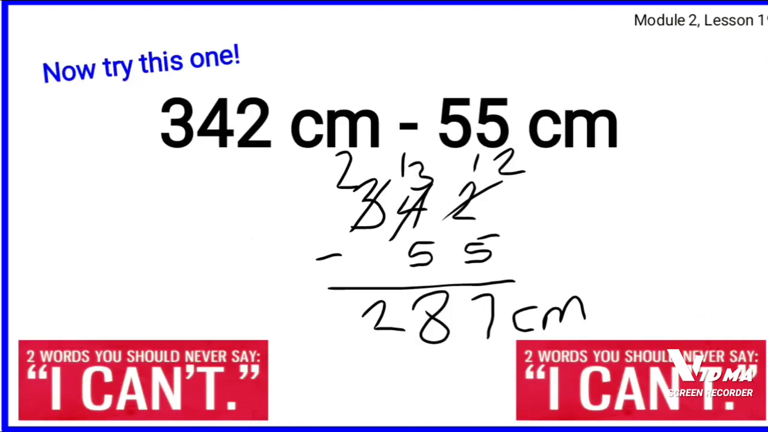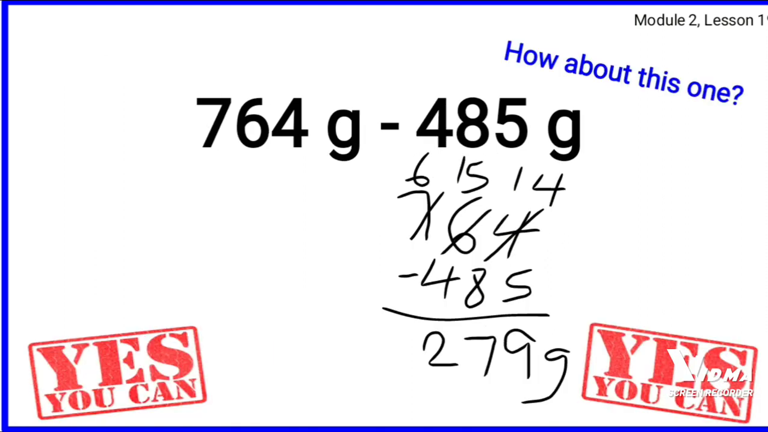Now try this one. 342 centimeters minus 55 centimeters. Look at my 7. I cannot remove 5 from 2, so I have to decompose a 10 to make it 12 ones. 12 ones minus 5 ones is 7 ones. Now I cannot remove 5 tens from 3 tens, so I have to decompose 100 and make it 13 tens. 13 tens minus 5 tens is 8 tens. My 200 now remains. 287 centimeters.